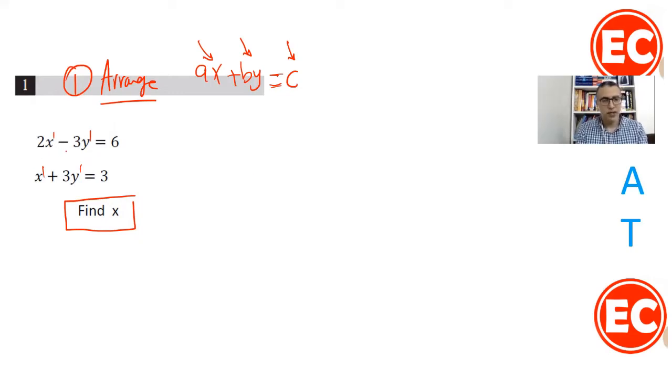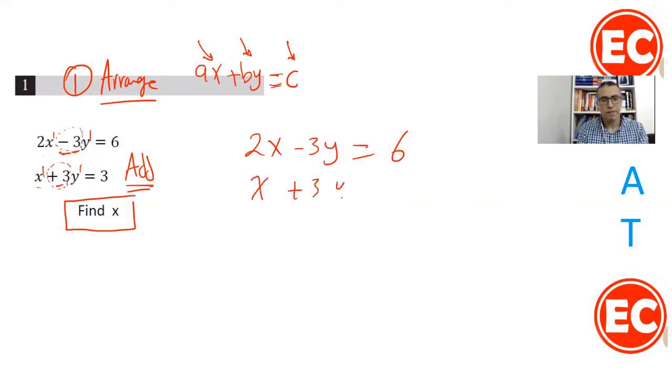I have 2x minus 3y and I have x plus 3y. So I can notice that the coefficient of y in equation number 2 and the coefficient of y in equation number 3 have the same values but different in sign, negative and positive. So directly I can add the two equations. What do I mean by adding the two equations? I write the two equations like this, and I start adding the values.